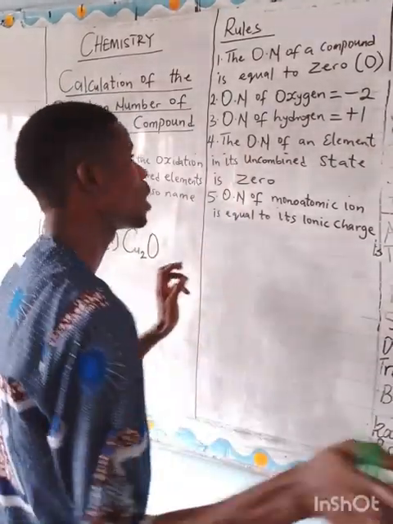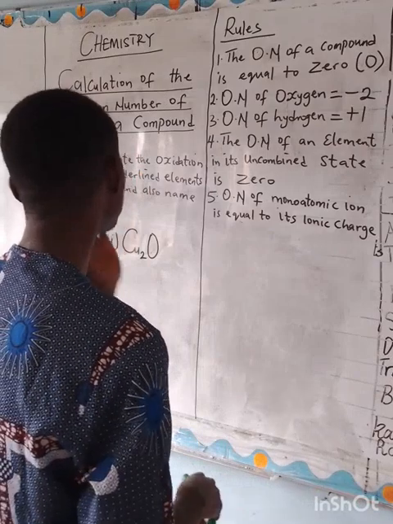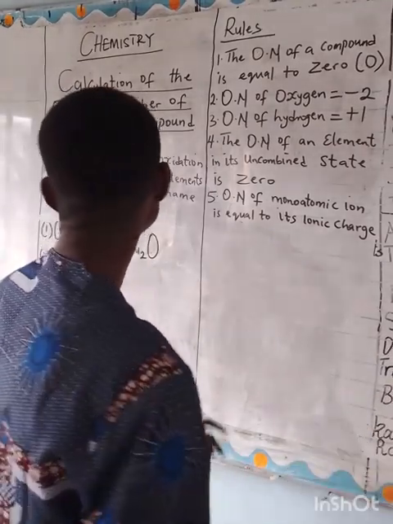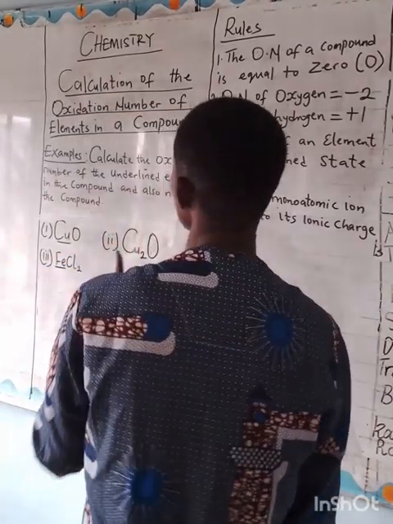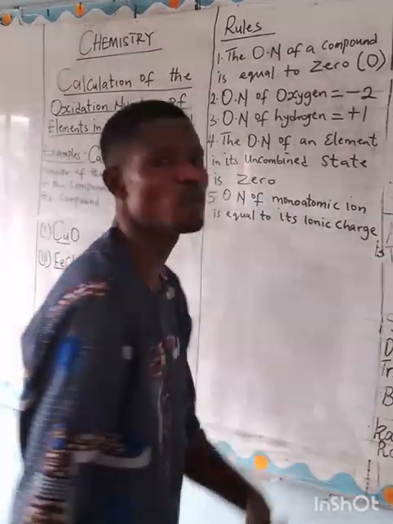I'm going to be showing you how to do this using the following examples. Calculate the oxidation number of the underlined elements in the compound and also name the compound.